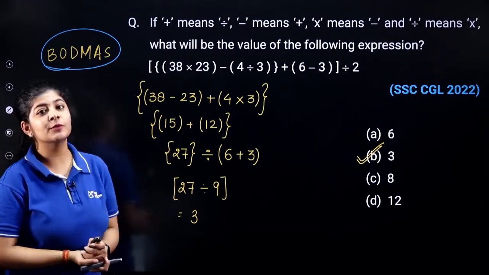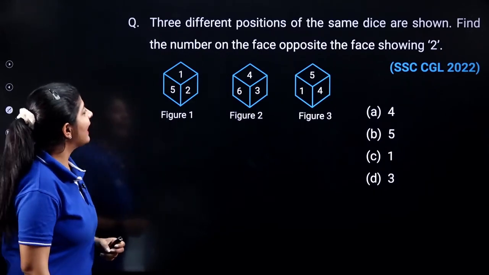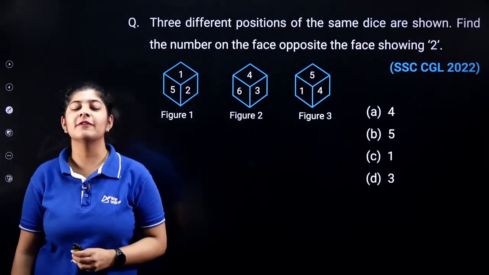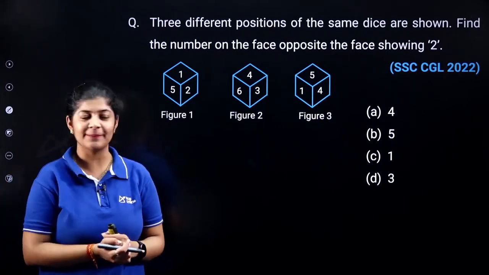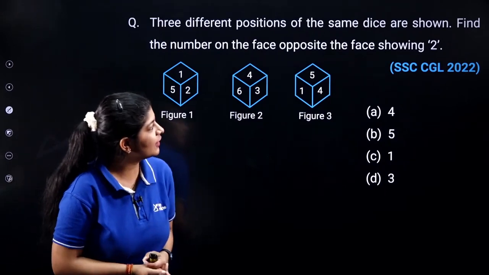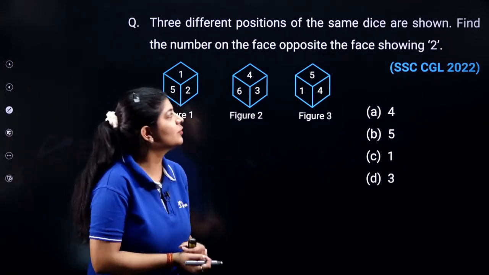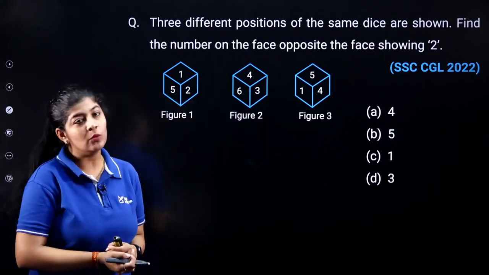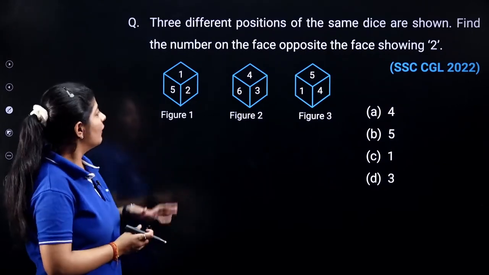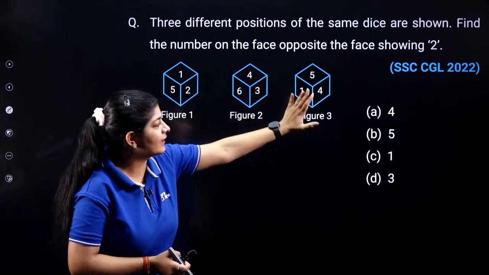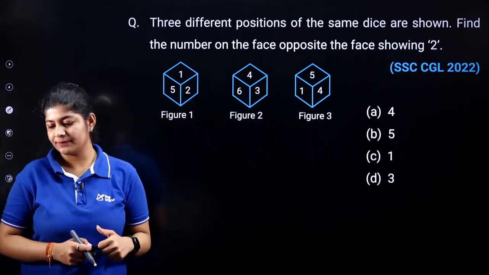Okay, now let's move towards the next question and see what it is. Here we have our next question from the concept of dice, and we know how to solve the questions from this concept, right? Now what we have to determine is the number on the face opposite to the face showing 2. We need to find out the opposite pair of 2. For this you have these 3 figures. So just let me know the correct answer in your comment section.